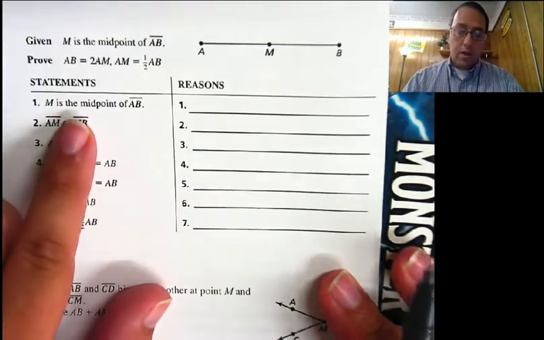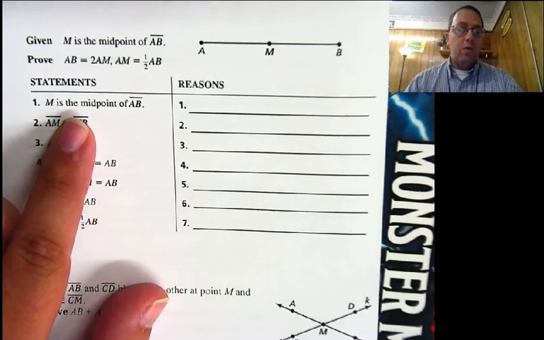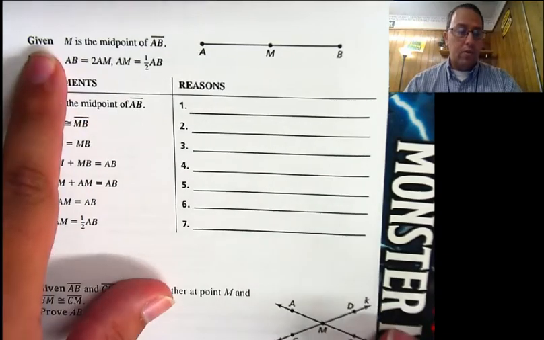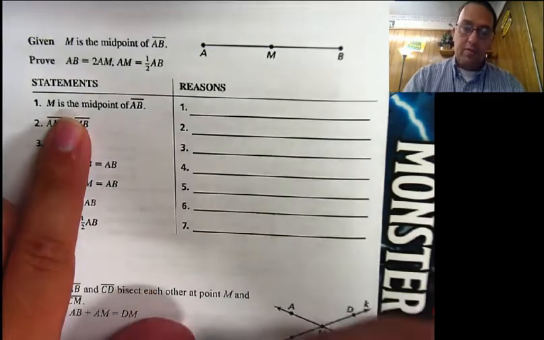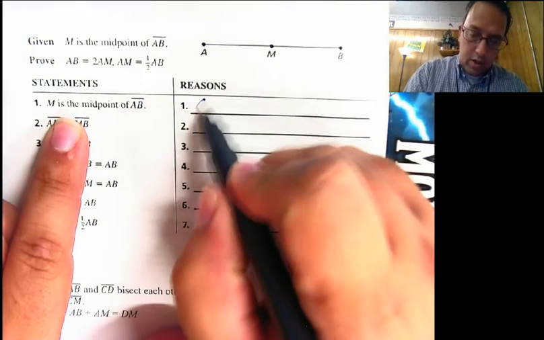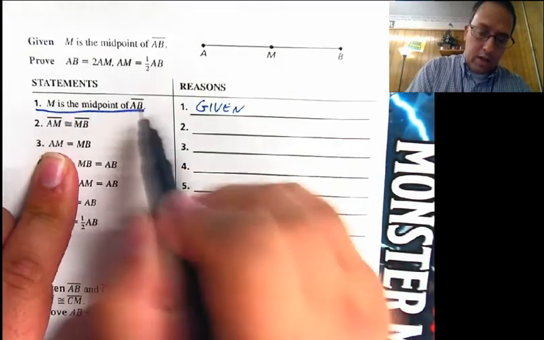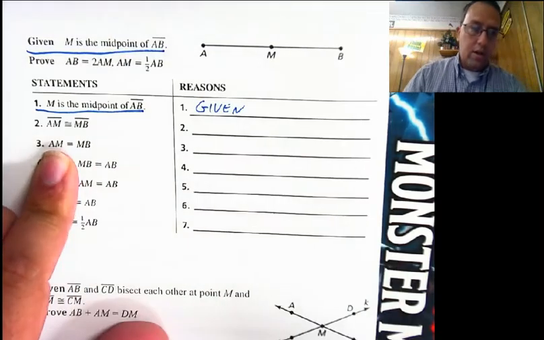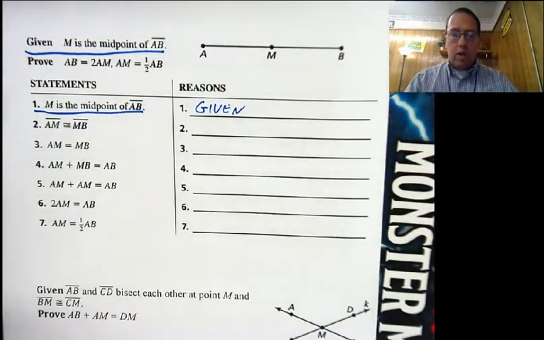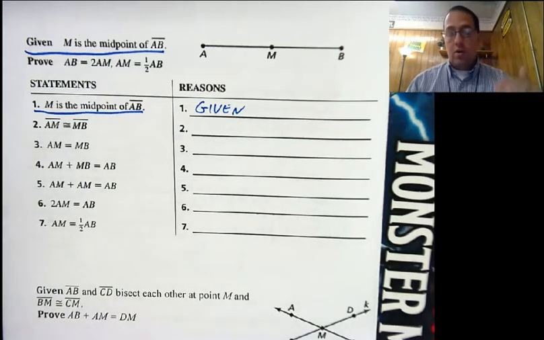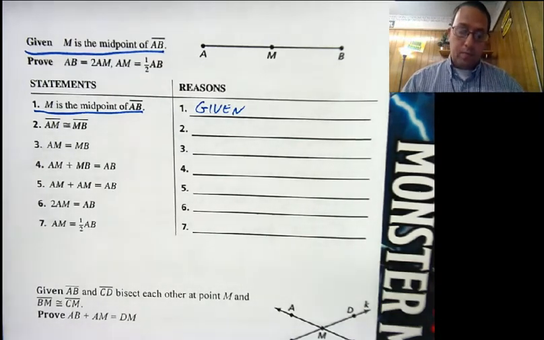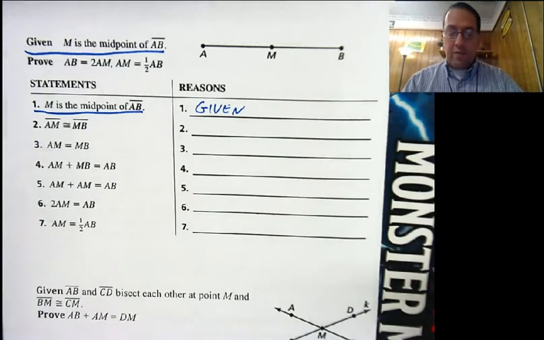M is the midpoint of segment AB. How do we know that this is true? Well, because they told us it was true. It was given to us. So we're going to have some given information. This is the given information right here. And you're almost always going to start with what was given to you. Everything else we've got to come up with on our own, but you're always going to start with what you're given.